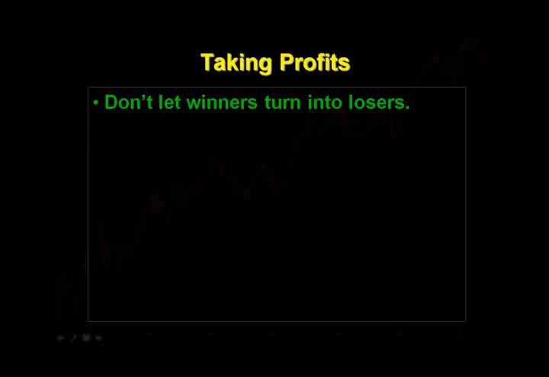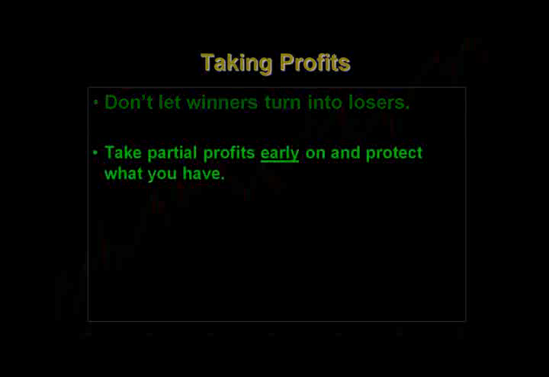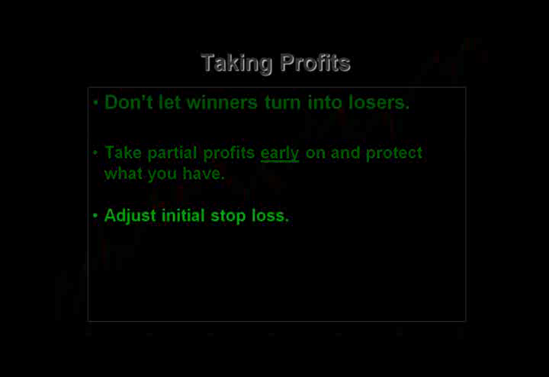And in fact, the biggest losses will tend to be those that have already made profits. People get greedy and they fail to take their profits when they are on offer. So what we do is we take partial profits early on and then we protect what we've already made. And that gives us two bites of the cherry and the best of both worlds. We then adjust our initial stop loss once we've taken our first profit.